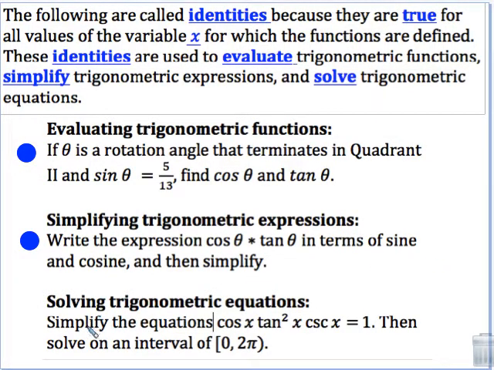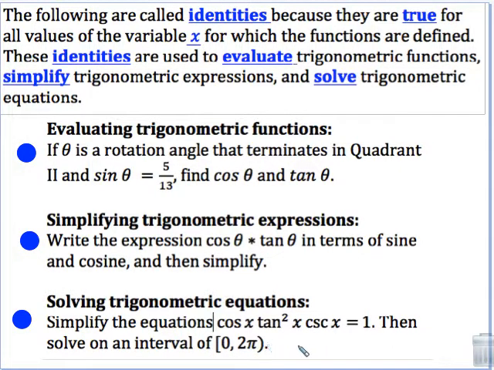Okay? And then another situation we might have is where we have to solve a trig equation. And again, you want to simplify them first. Simplify the equation cosine x times tangent squared x times cosecant x equals 1, and then solve on the interval of 0 to 2 pi.